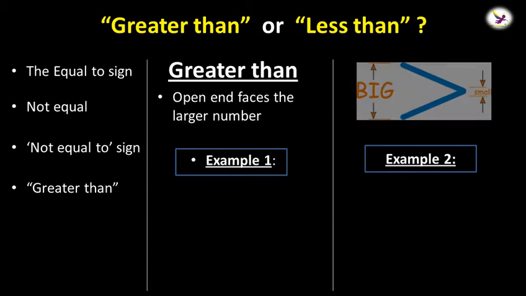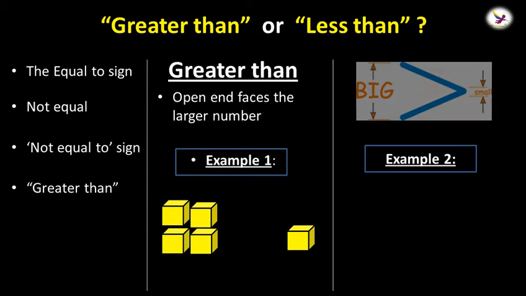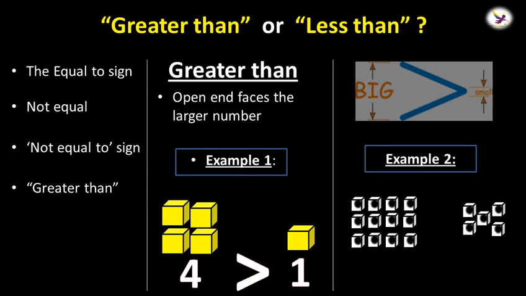However, in using the greater than sign, always note that the open end always faces the bigger number. Let's take an example. On the left, we have 4 cubes, and on the right, we have 1. So we are going to place a sign in between. We know that 4 is greater than 1, so we write 4 is greater than 1.